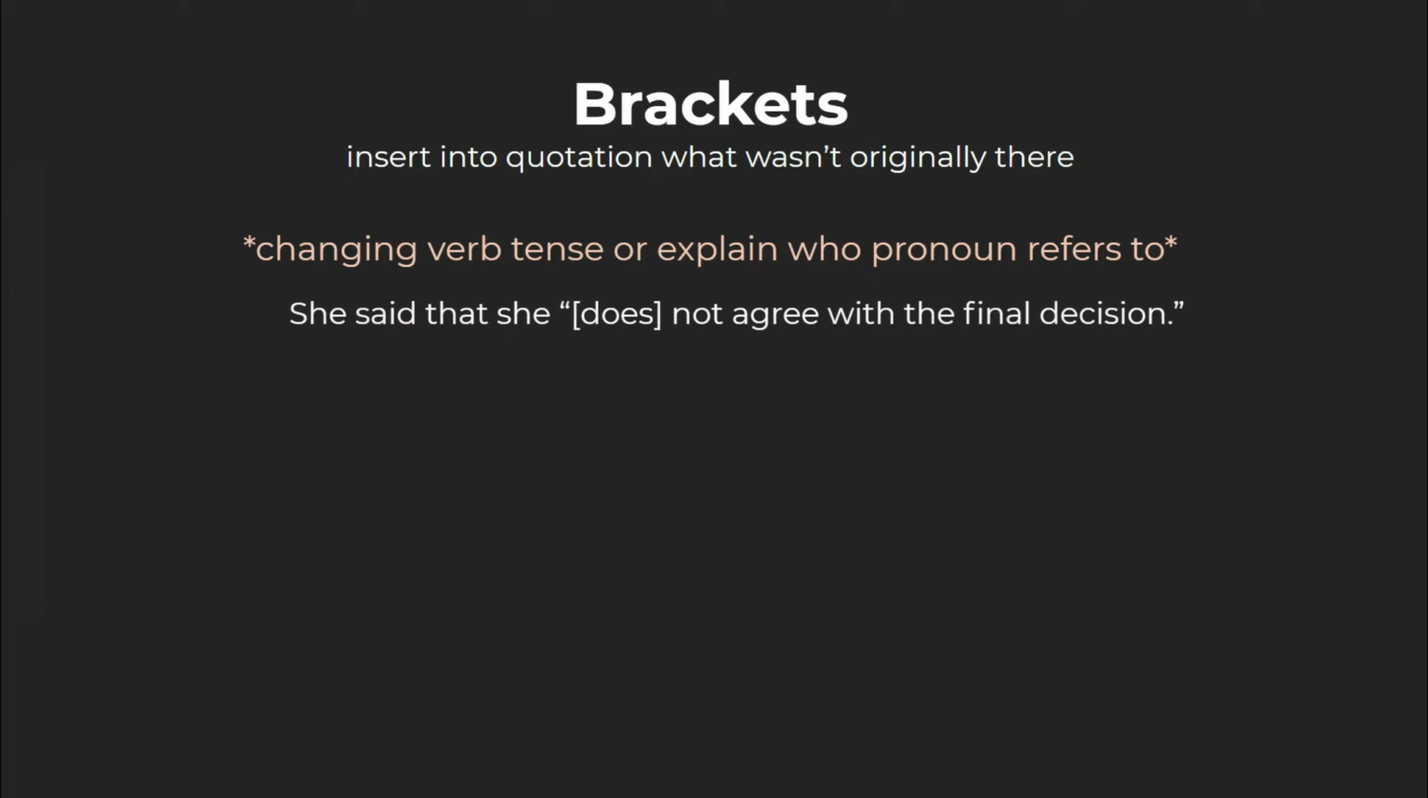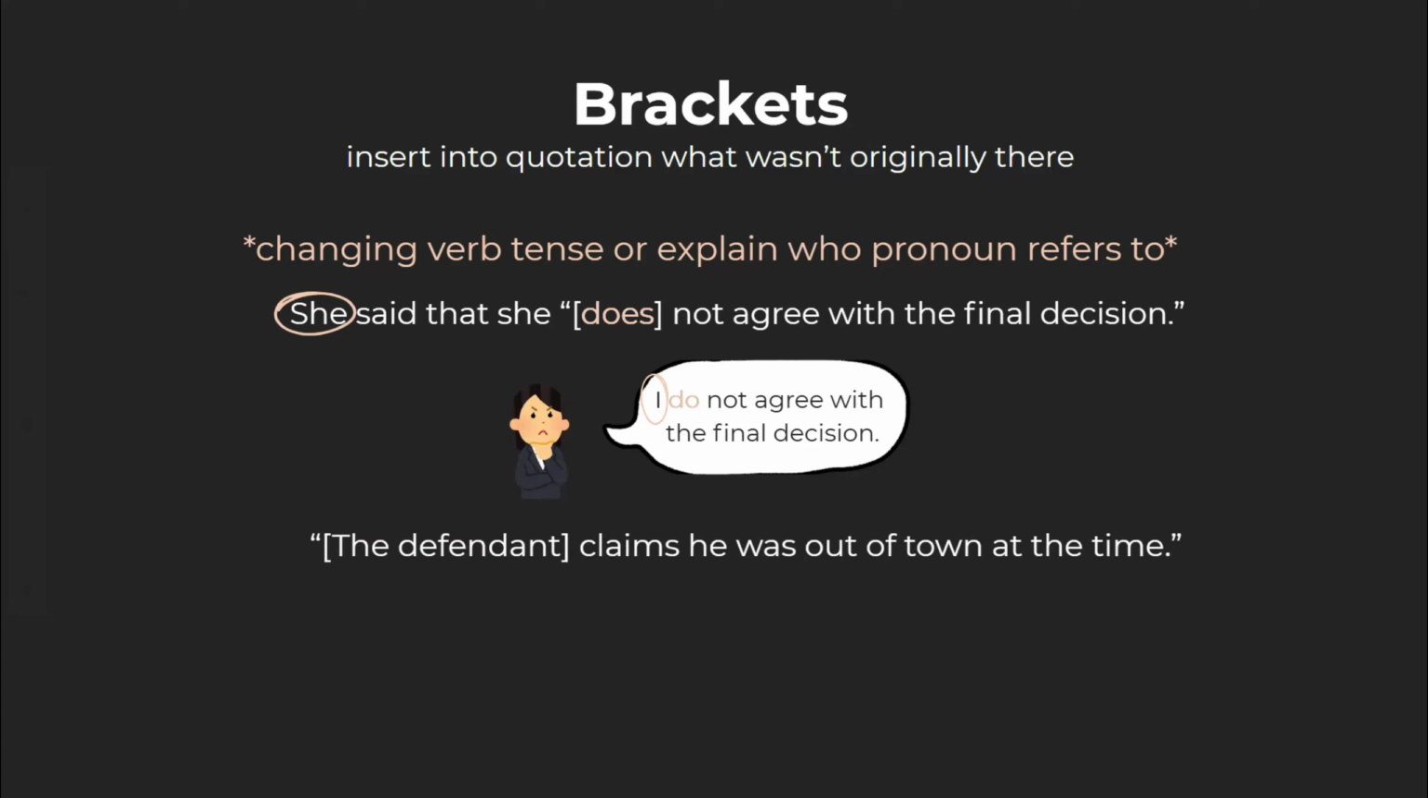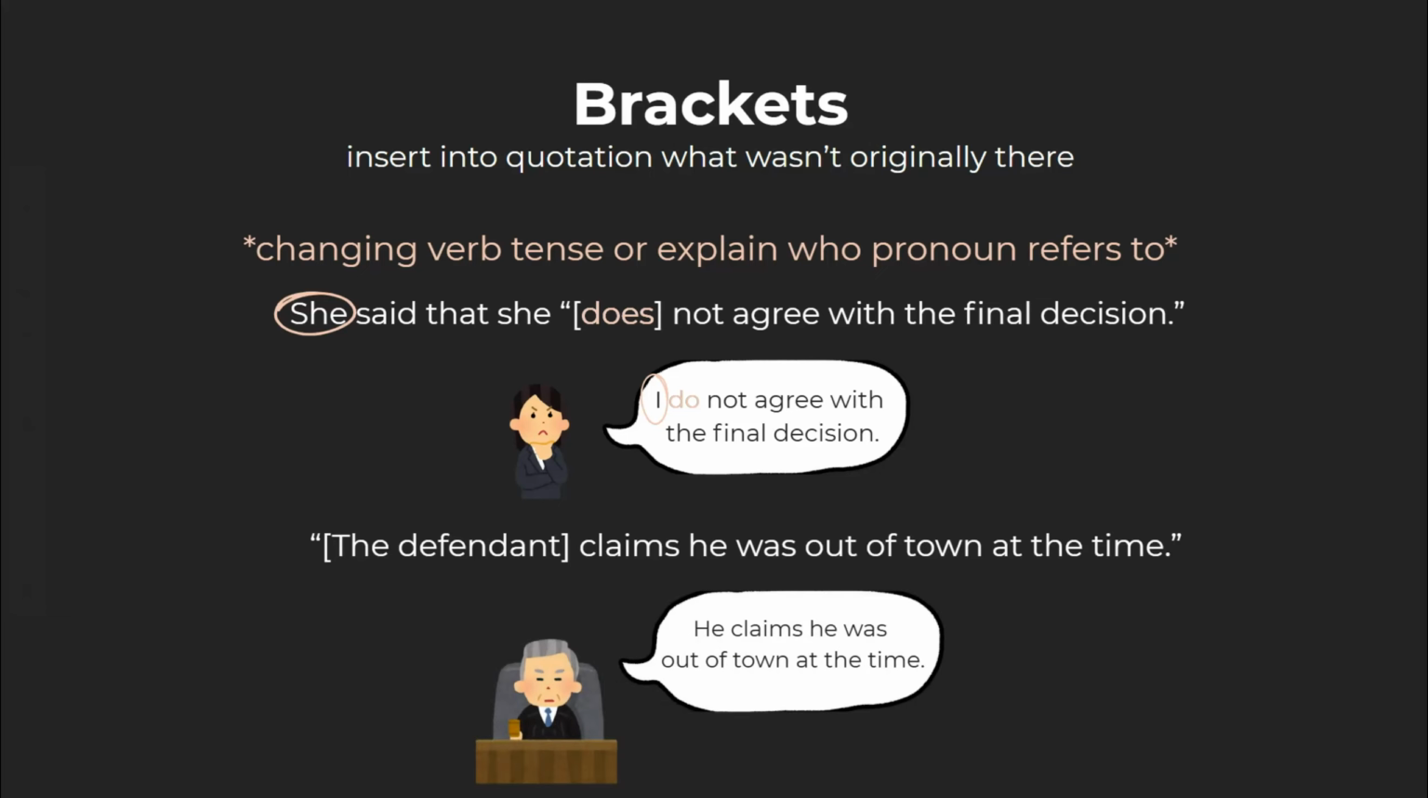For example, she said that she [does] not agree with the final decision. In the original quote, the speaker would have said, "I do not agree with the final decision." Because in our quote we refer to her as she and not I, it's necessary to change the do to does in this context. Because that's not exactly what the speaker originally said, we put it in brackets. Another example would be, "[The defendant] claims he was out of town at the time." Here, the original speaker may have said, "He claims he was out of town at the time," but the writer added "the defendant" to make the subject clearer to the reader.